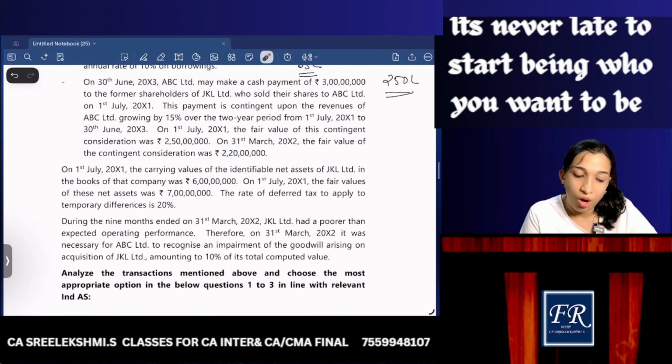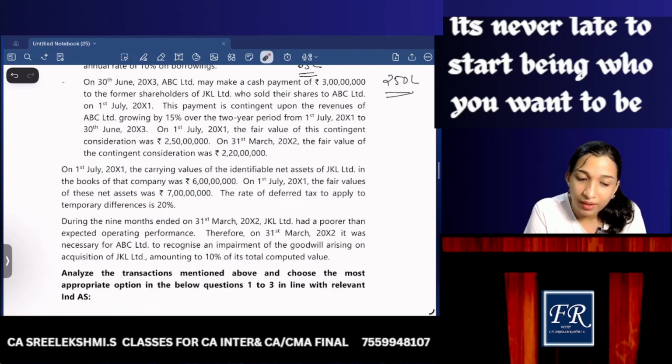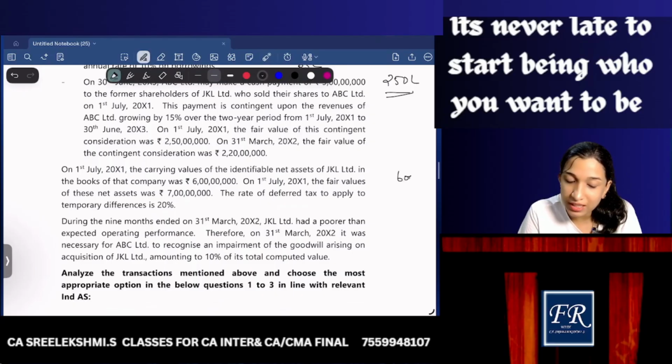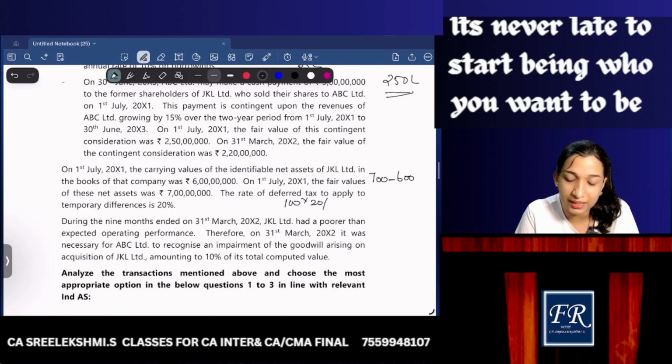So let's wait. On 1st July, the carrying value of net identifiable assets, carrying value is 6 crores and fair value is 7 crores. Deferred tax rate on temporary difference is 20 lakhs. So here old carrying value is 6 crores and new fair value is 7 crores, which means the assets are taken over at a profit. When assets are taken over at a profit, is it deferred tax asset or deferred tax liability? Deferred tax liability. If assets are taken over at a profit, there will be a deferred tax liability. So 1 crore into 20 percentage, 20 lakhs deferred tax liability.